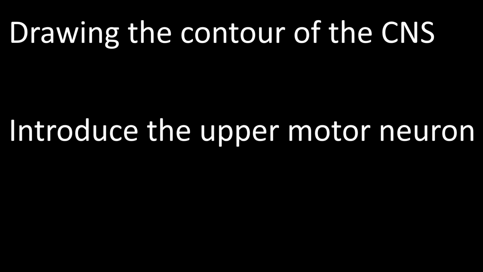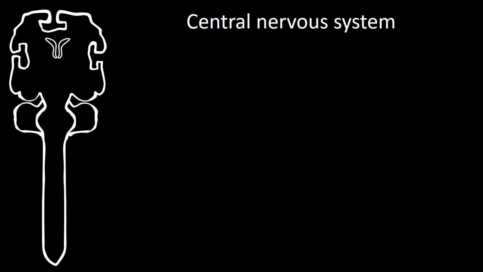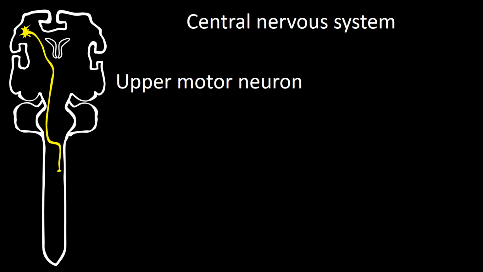Next, I will introduce the upper motor neuron. So we will go back to the sketch to introduce the upper motor neuron, the body of the neuron in the cortex, in the precentral gyrus and the anterior part of the paracentral lobule. Now I am introducing the axon traveling through the centrum semiovale towards the internal capsule, then through the brainstem, all the way to the spine.